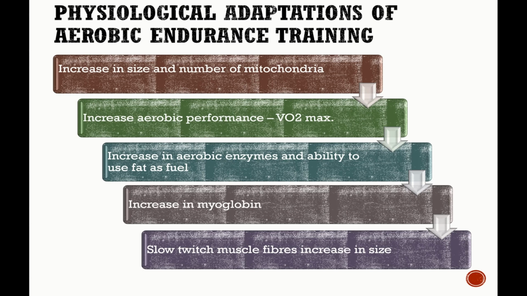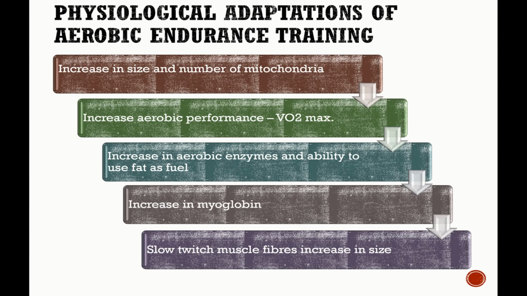Now, myoglobin is essentially the bus which takes oxygen from the bloodstream into the mitochondria. Now, of course, if we have more buses taking this oxygen from the bloodstream into the mitochondria in order for ATP resynthesis to occur, then of course that's only going to mean a positive outcome when it comes to our aerobic endurance performance.